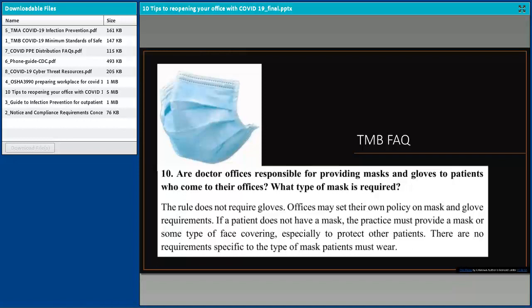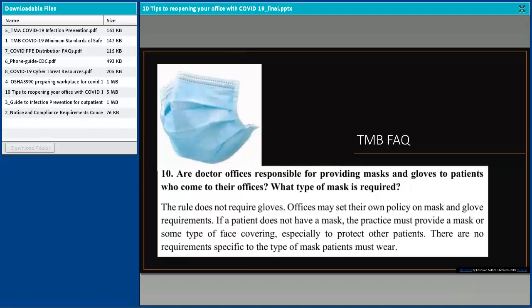And we have a couple of questions here from the TMB with regards to PPE. One is, are doctor offices responsible for providing masks and gloves to patients who come to their office, and what type of mask is required? Currently, the rule does not require gloves. However, offices may set their own policy and make mask and glove requirements. From a risk management perspective, we would recommend that you have a written policy, ideally.